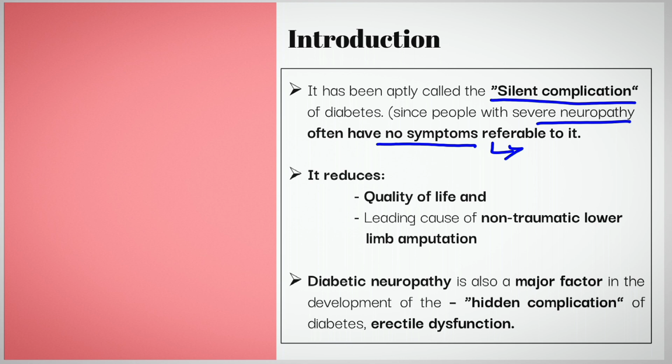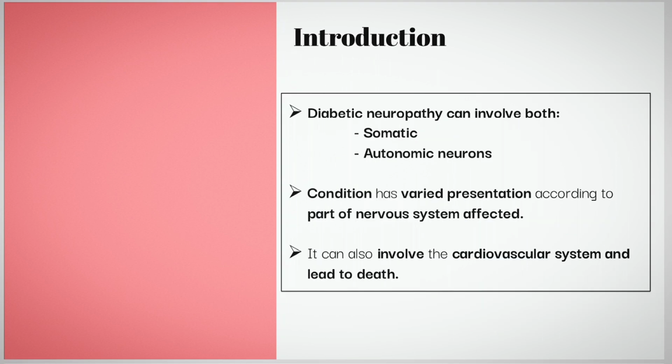Diabetic neuropathy reduces the quality of life of any person with diabetes, and it is one of the leading causes of non-traumatic lower limb amputation in the world. It is also a major factor for the development of hidden complications of diabetes. An example of such a hidden complication is erectile dysfunction.